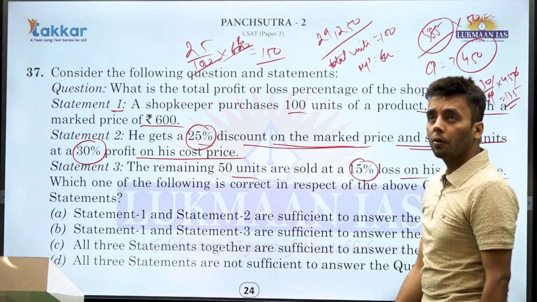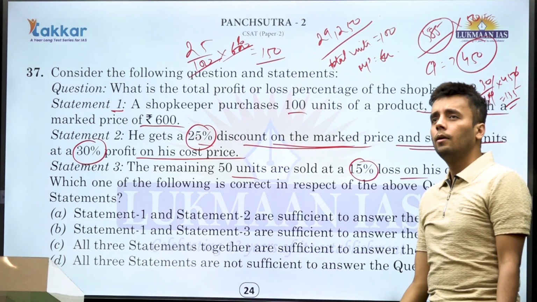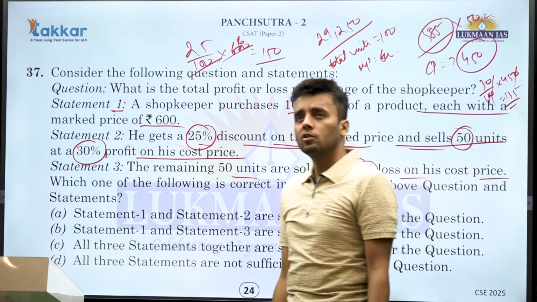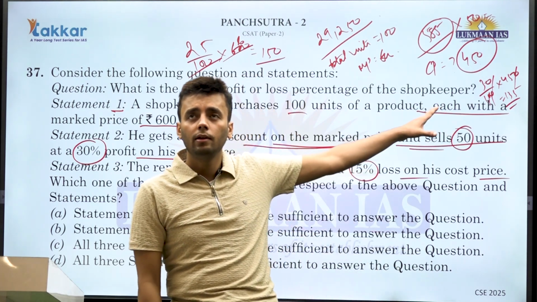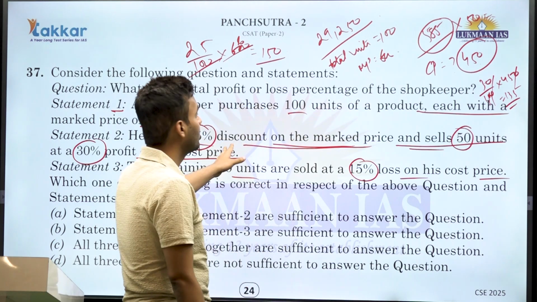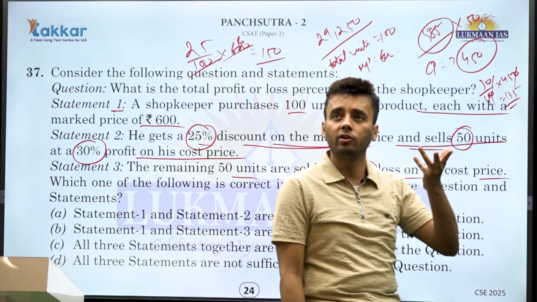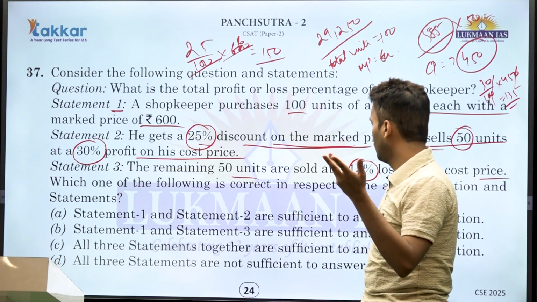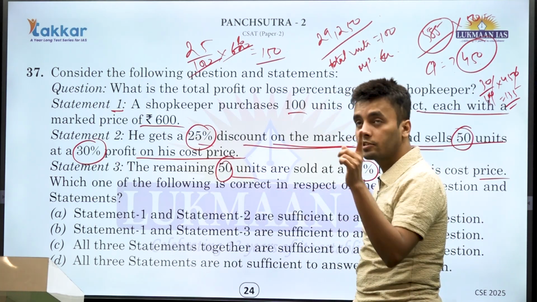But again, we cannot deduce anything from this, because to get the overall profit or loss percentage, we need to know the total selling price. We know only CP and the SP of 50 units. But overall we don't know, because there are also 50 units left here. So we have to move to statement 3 also.